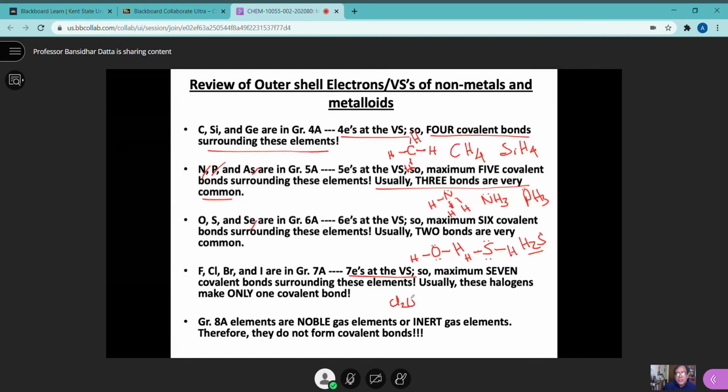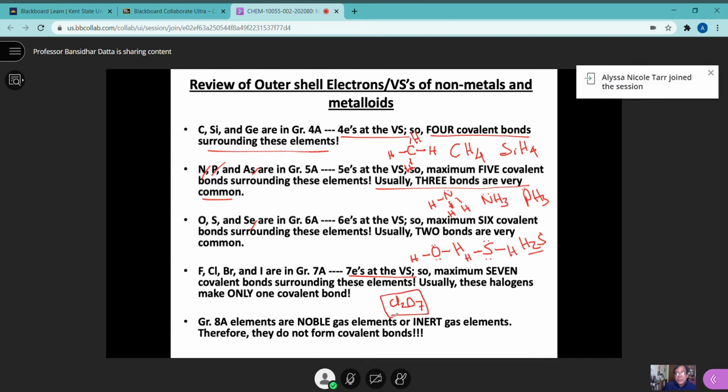Cl2O7. Remember Cl2O7? Cl2O7 reacts with water and makes perchloric acid. In this case, all 7 electrons are used up. All of them are used up to make covalent bonds, right? But usually they make 1.